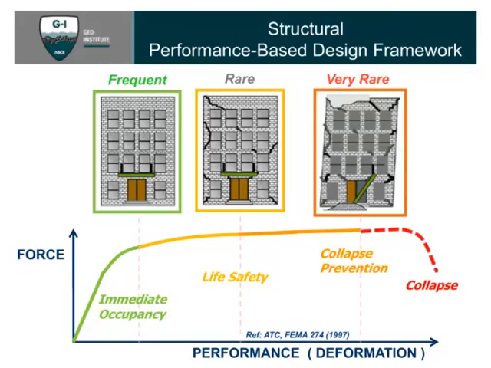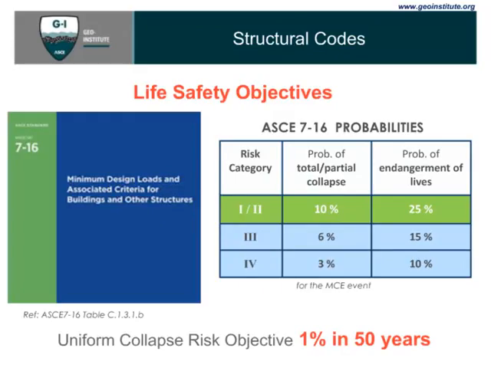Structural engineers have been working on that for many years now, and this is a framework of performance-based design, or PBD, where you have different levels of earthquakes from frequent to very rare, and corresponding acceptable performance objectives for a structure, from immediate occupancy to life safety for a rare event to collapse prevention in the very rare event. This is from FEMA 274. And more recently, the ASCE 7-16 guidelines have moved us from a hazard objective for the ground motion, as we used to have, to a collapse risk objective that is now a probability of collapse of 1% in a design life of 50 years.